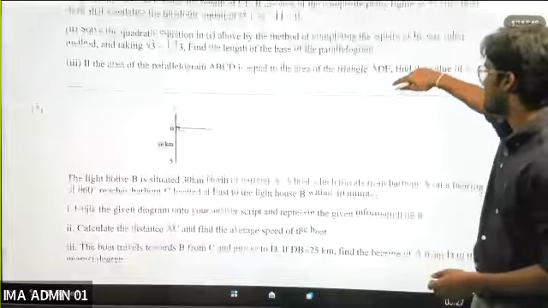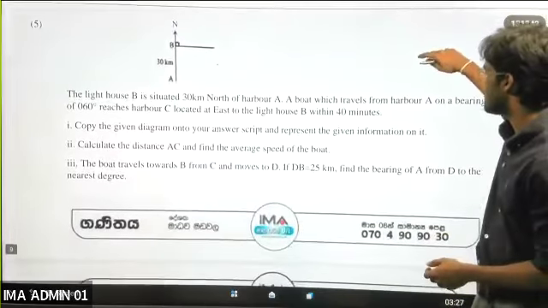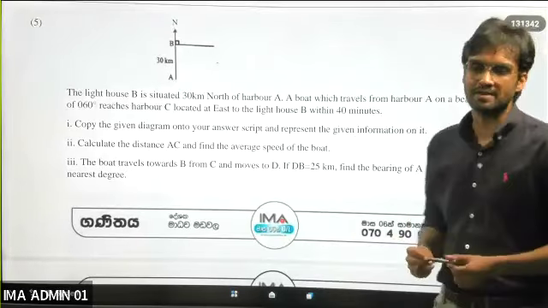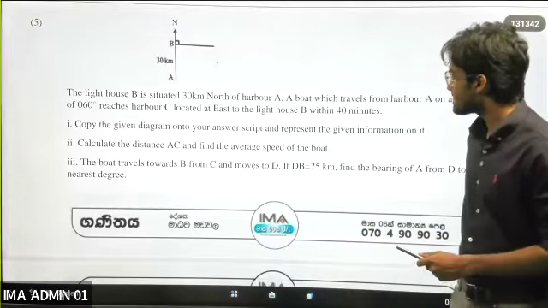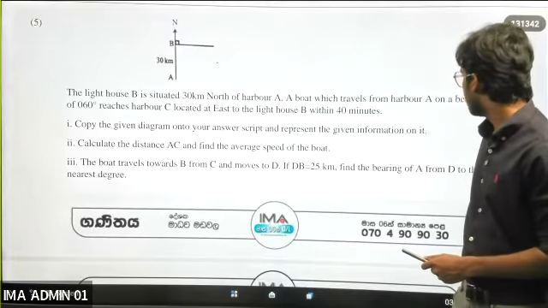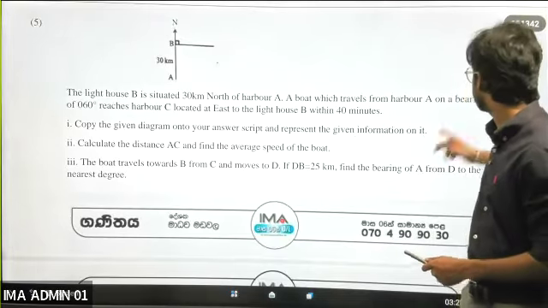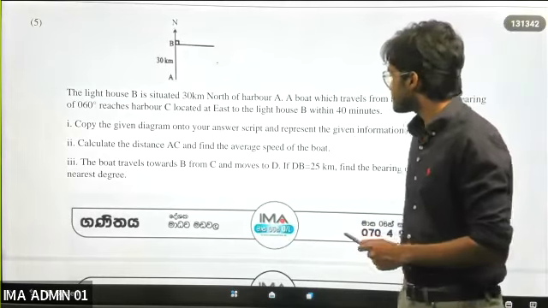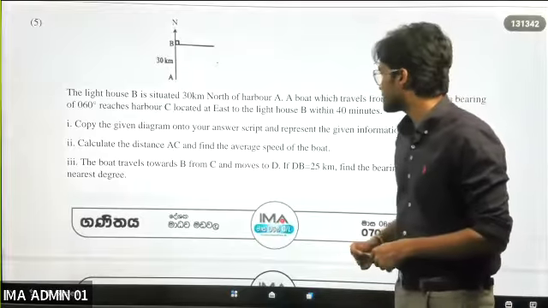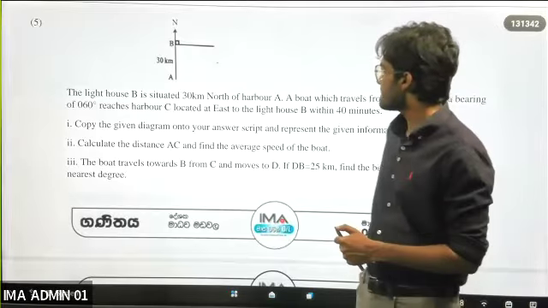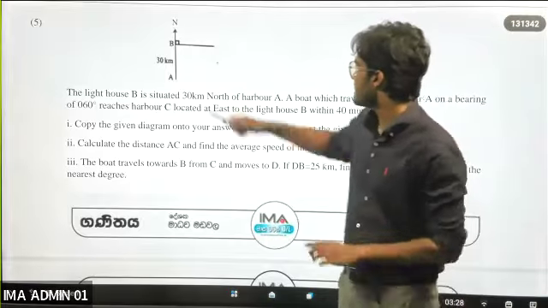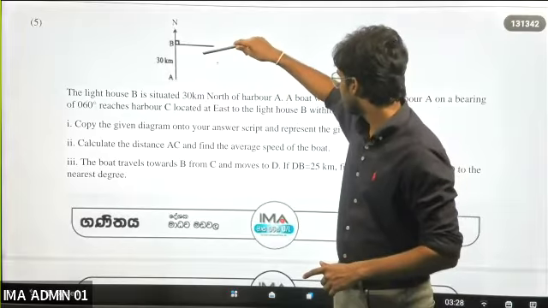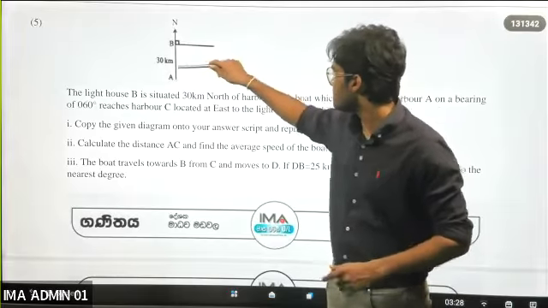With the interest of time, we will go to the next question, which is number 5. This is also a question that commonly you will be having in your paper. So this is what you call bearing questions. This word bearing. So there is a common method of these kind of questions. First, we will read out this. The lighthouse B is situated 30 kilometers north of Harbour A. There is a Harbour A.